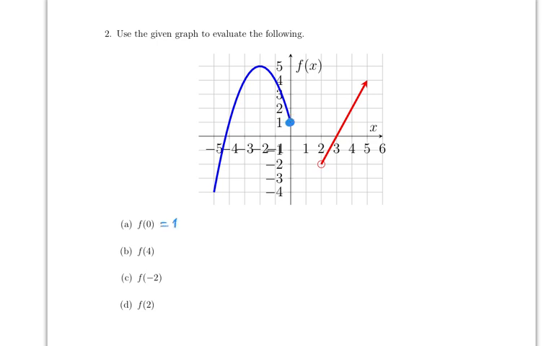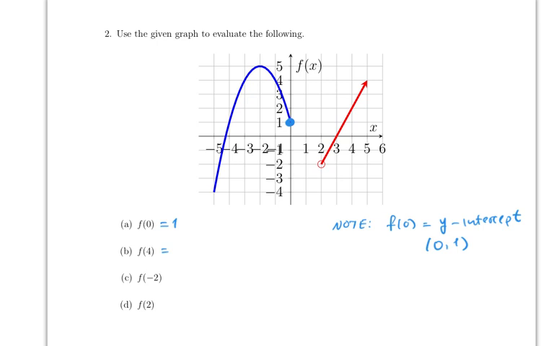By the way, you should know this because you're going to need this later too. F of 0 is always the y-intercept. So if I ask you to find the y-intercept, it's the same thing as finding f of 0. So in this case, this is 0, 1. So that's the y-intercept.